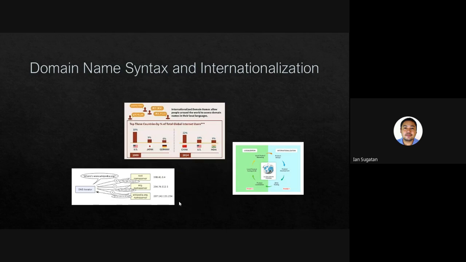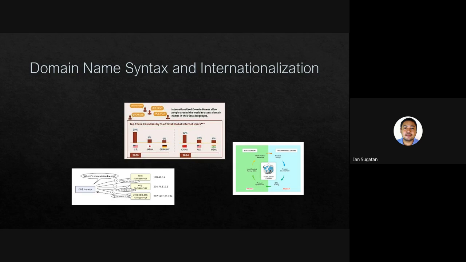So going to the domain name syntax and internationalization. A domain name consists of one or more parts, technically called labels, that are conventionally concatenated and delimited by dots. So our example earlier is www.example.com. The rightmost label conveys the top level domain. For example, the domain name www.example.com belongs to the top level domain .com.